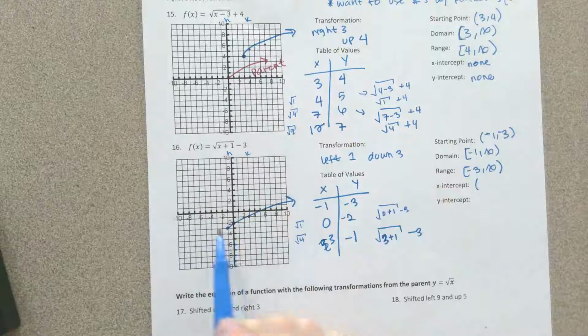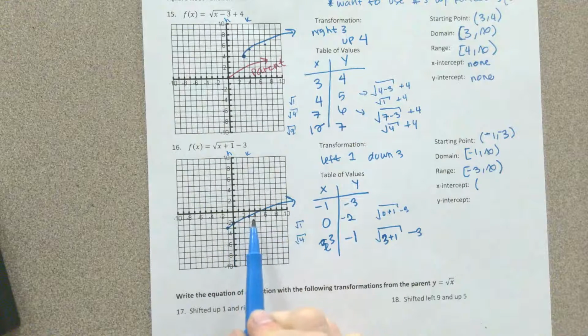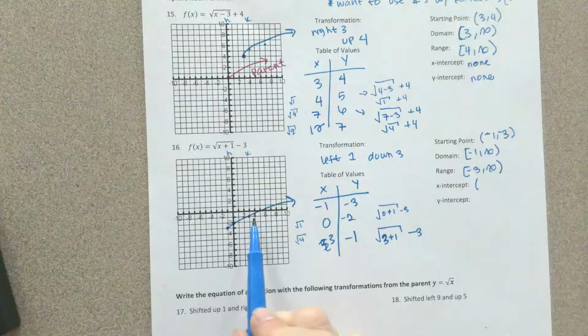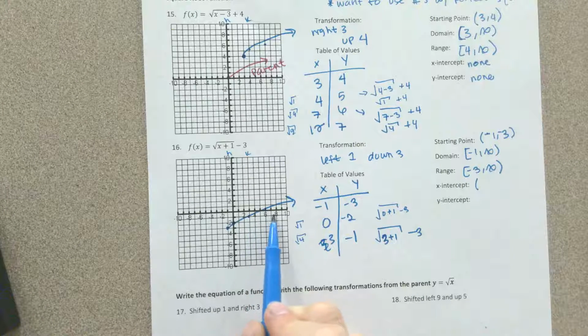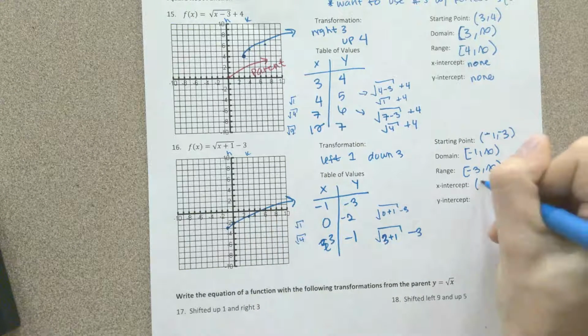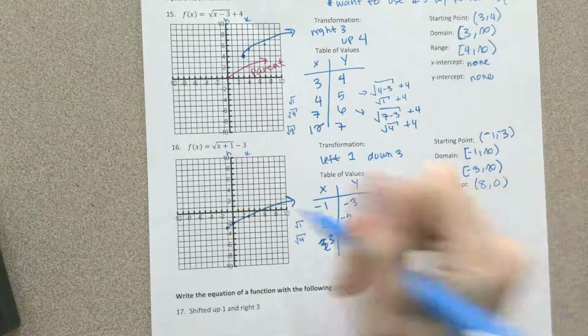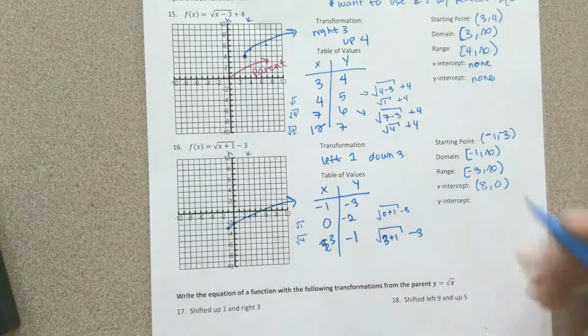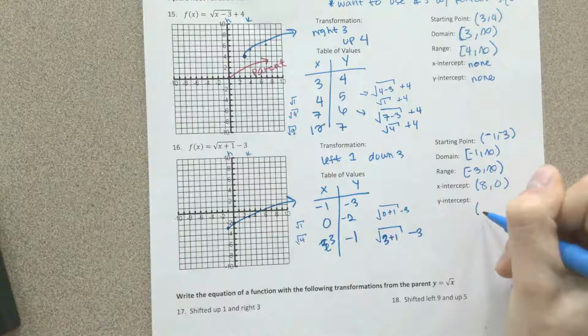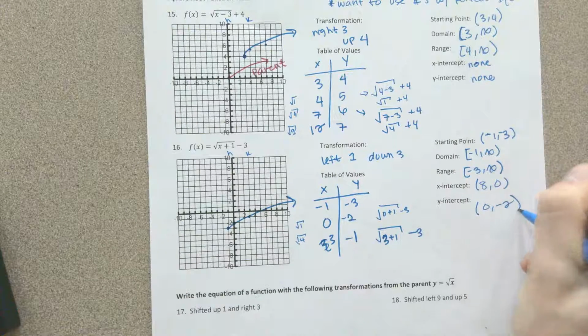My x-intercept is this way. It looks like, well, we probably could have kept plotting. It's supposed to be more like 8, 0. It looks like 5 here, but, and my y-intercept is at -2.